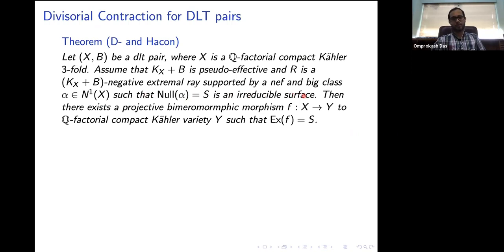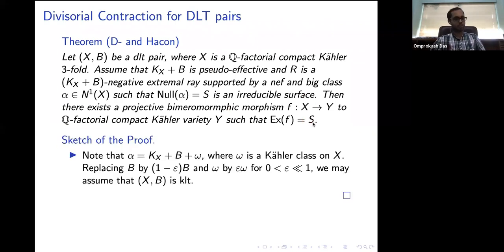And then there exists a positive morphism. We are doing all the cases at the same time here for divisorial contraction, that you can contract the exceptional divisor exactly. Let me just give you a very quick sketch. I have 4 minutes.